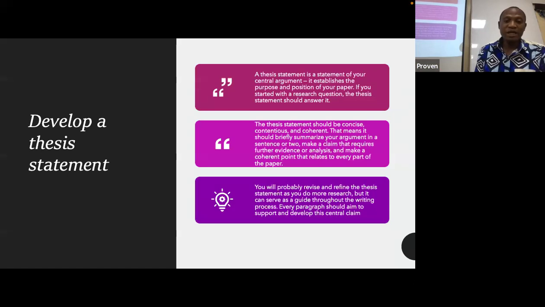And then also make the point coherent, so that at any time you are writing, at any time you are looking at your research paper, that statement is being answered. And then you will probably review and refine the thesis statement as you go along. Maybe as you look at some work and then you look at your results and try to discuss the results, it may alter the thesis statement along the way, but just keep the focus there that this is what I intend to do.